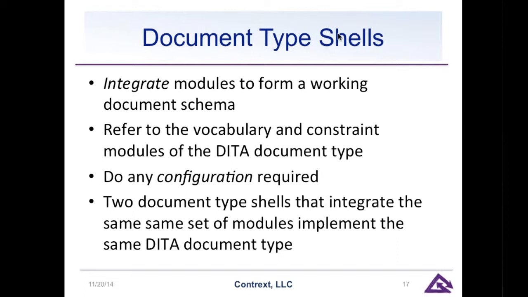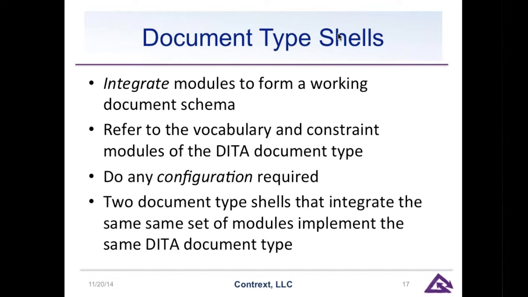So if you have two document type shells that integrate the same set of modules, by definition of the DITA specification, they implement the same DITA document type, right? It doesn't matter that they're different files. It doesn't matter they have different public IDs or URNs or that they're owned by different people.